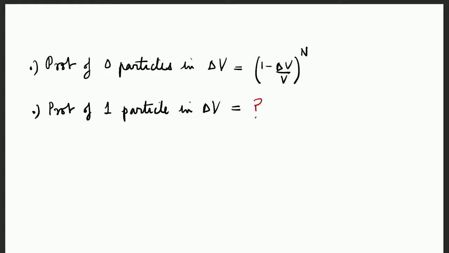So the probability of 0 particles is (1 minus delta V by V) to the power n. The first particle should not be there, that's 1 minus delta V by V. The second also should not be there, the third also should not be there. The probabilities multiply and you get this answer. What about the probability of exactly one particle? Into NC1. Okay, that is the right answer.